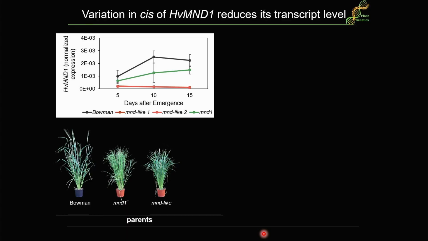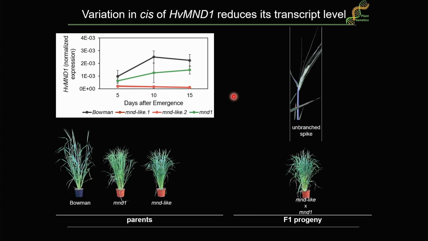But we looked at the expression of the MND gene to find out what these probably cis regulatory mutations do. And we followed the expression of MND1 in young developmental meristems 5, 10, and 15 days after emergence. And you can see in the wild type, the expression is increasing, but in the mutant line, we see almost no expression for MND-like.